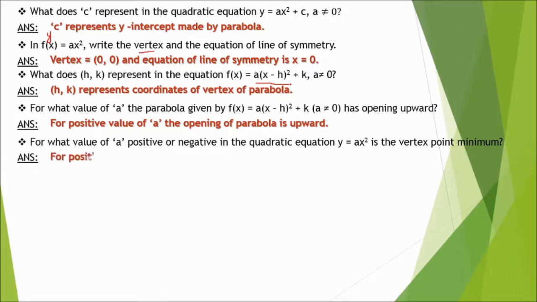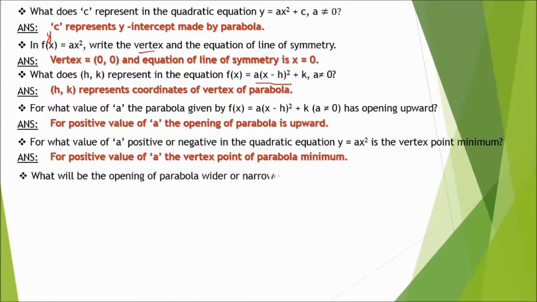Listen carefully, I am going to tell you again. For the vertex point to be minimum, the curve must turn in the upward direction. It must have an upward opening. To get the upward opening of the curve, the value of a must be positive. So only a positive value of a gives the vertex point as minimum.